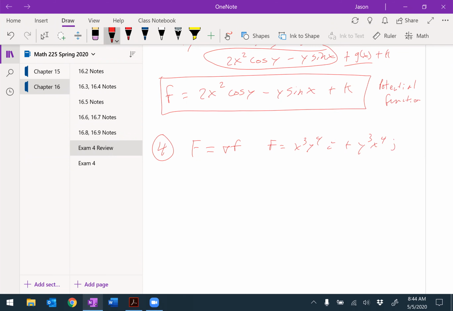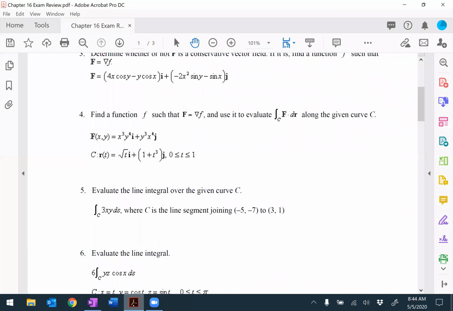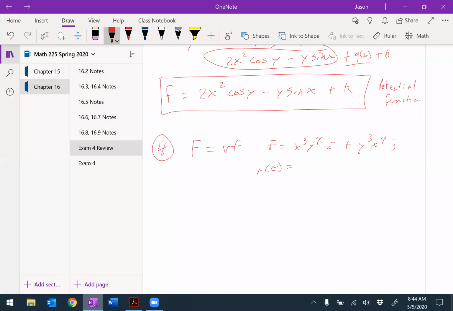Okay, and r of t is equal to, this is the complicated one, radical t i plus radical t plus 1 plus t cubed j. Is that right? I think that's right. t cubed j. Yeah, that's right.